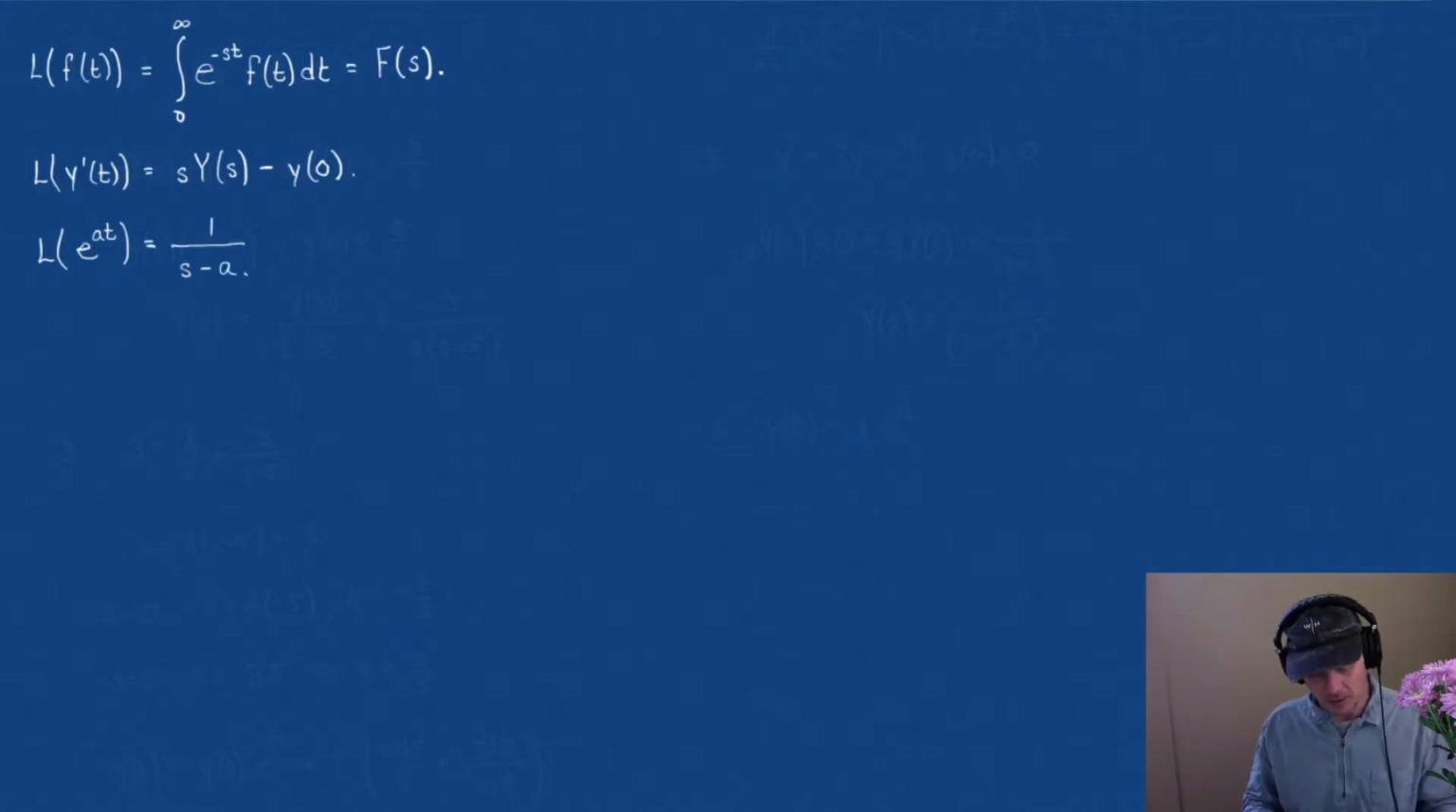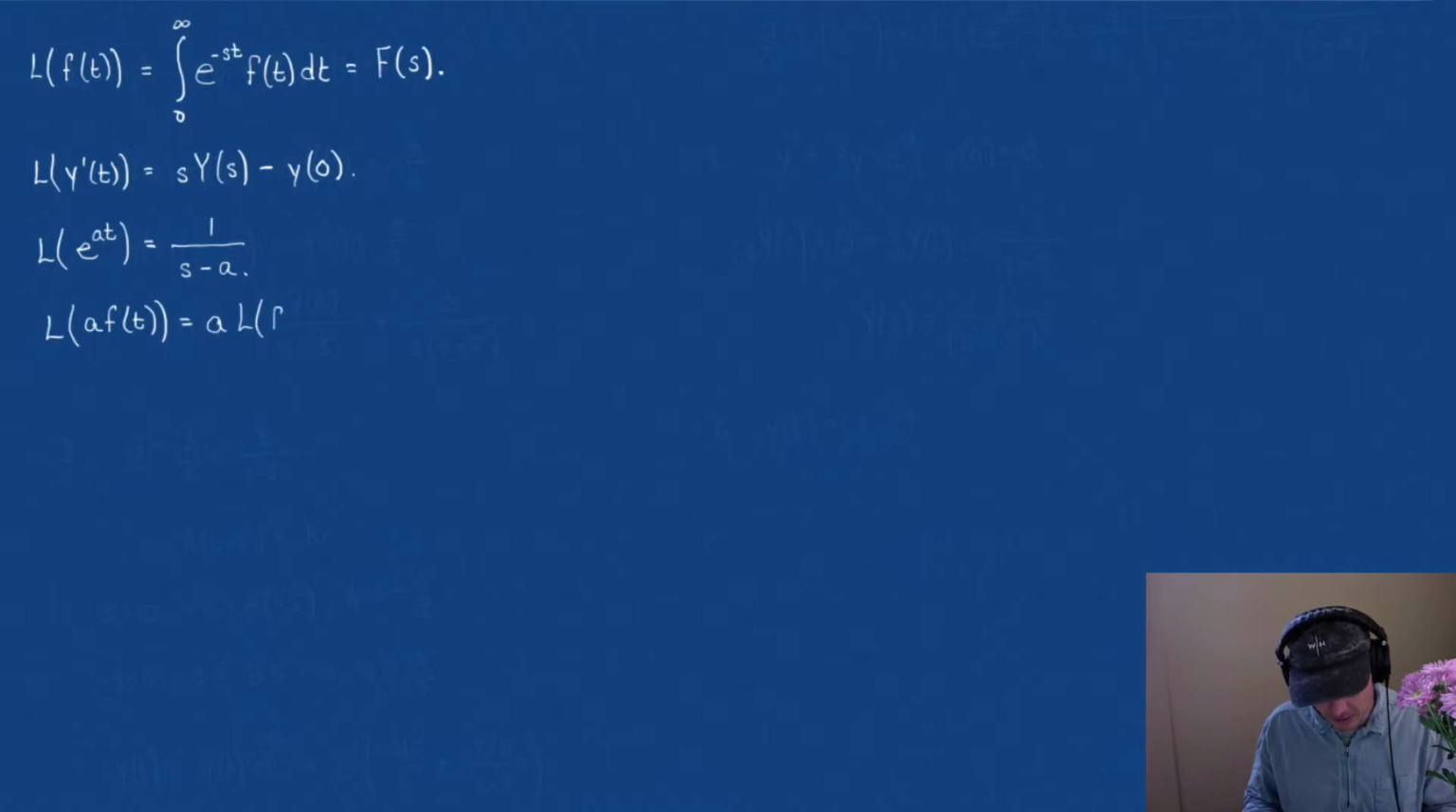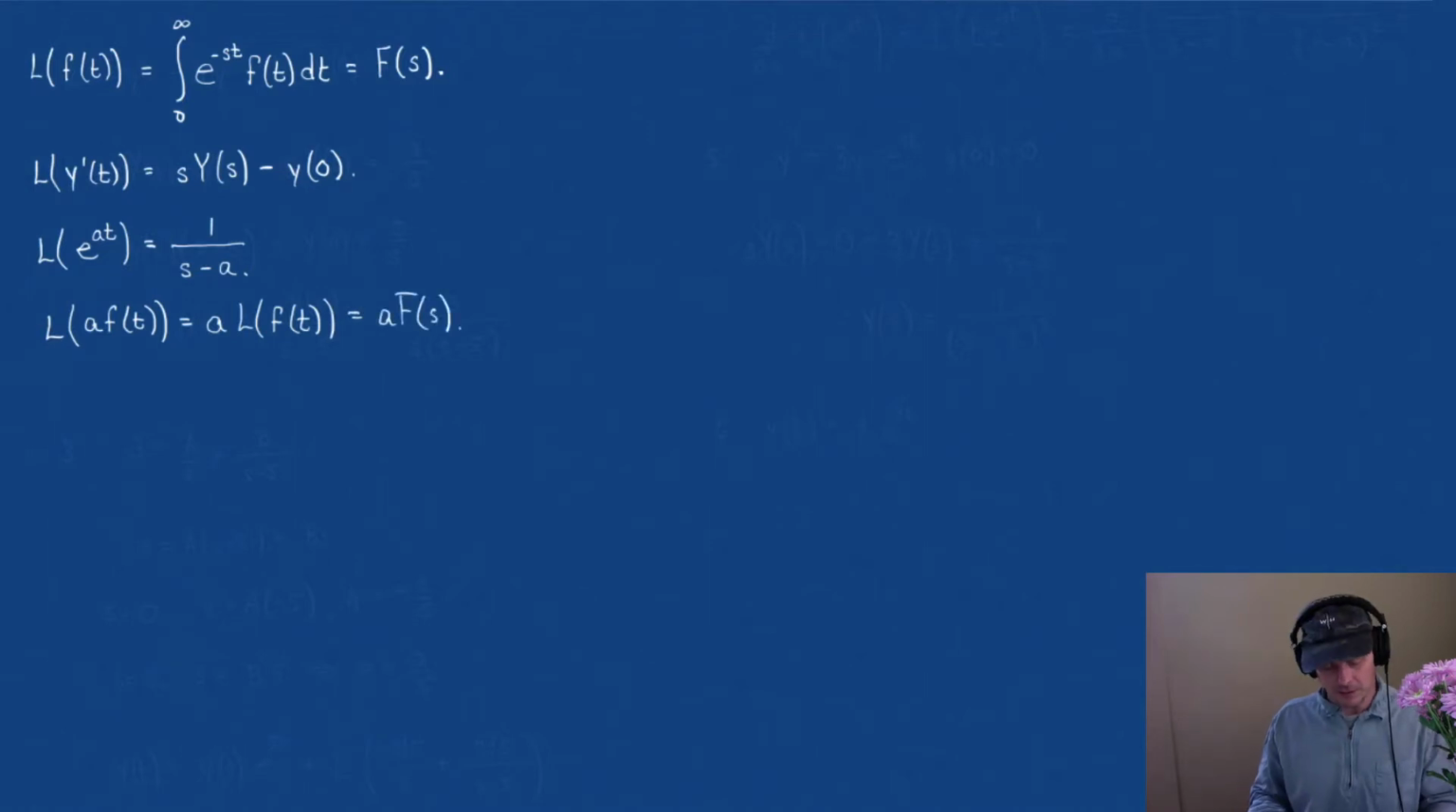We're going to use what we have. We also said that the Laplace transform is a linear operator. What does that mean? That means if you take the Laplace transform of a times f of t, that's the same as factoring out the a, then applying the Laplace transform to the function of t, and so your result would be a times f of s. Okay, let's try some of these.